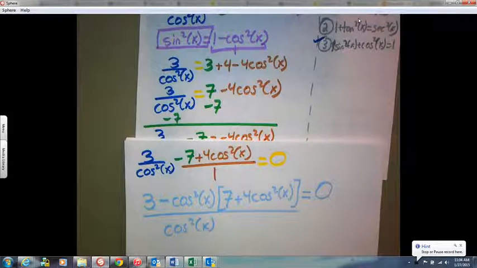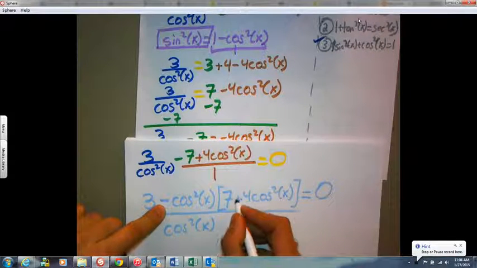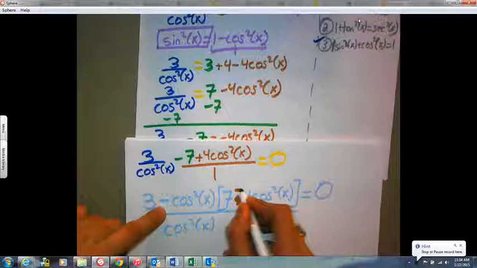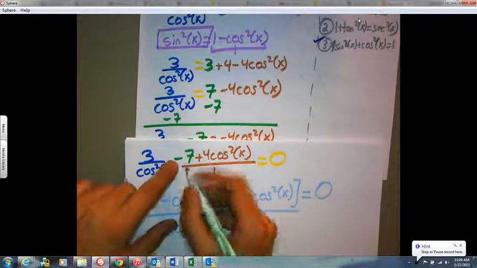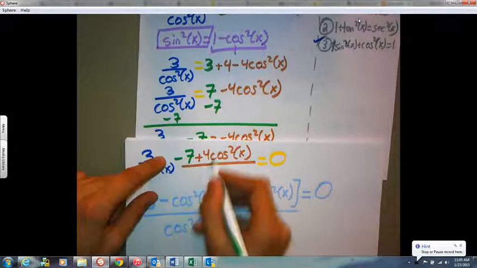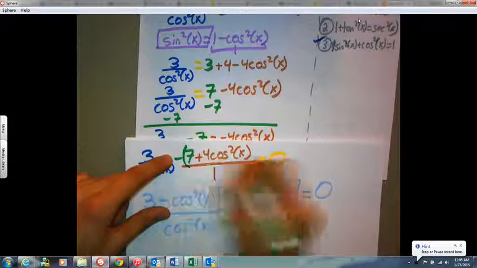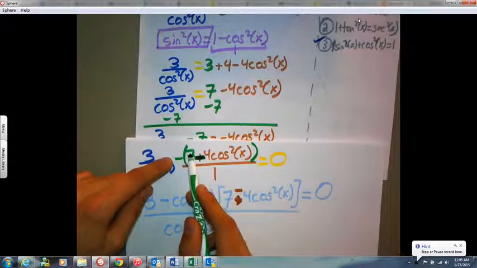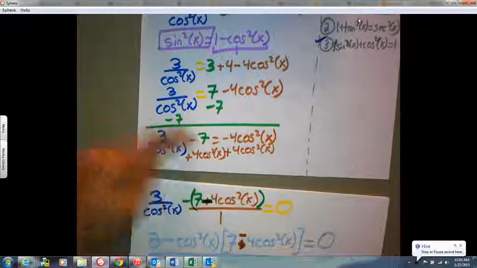Marcus, you have a question? No? Okay, I didn't think so. This should have been a minus sign here, and the reason is because we're saying it's this fraction minus this fraction, so really these are in parentheses, which means this is a minus sign here. Negative times this will give us -7, which is what we wanted. Negative times negative will give us +4 cosine squared of x.